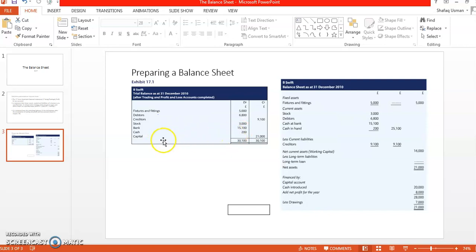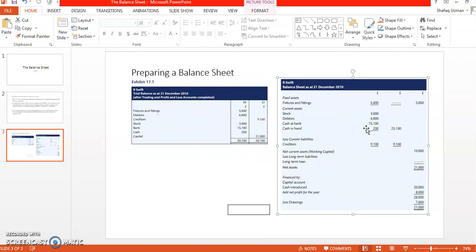Cash, 200. And capital, 21,000. Hence the trial balance matches. This is the information available. Now coming to the point where you make a balance sheet out of it. Now students, please pay attention. This is a comprehensive example.